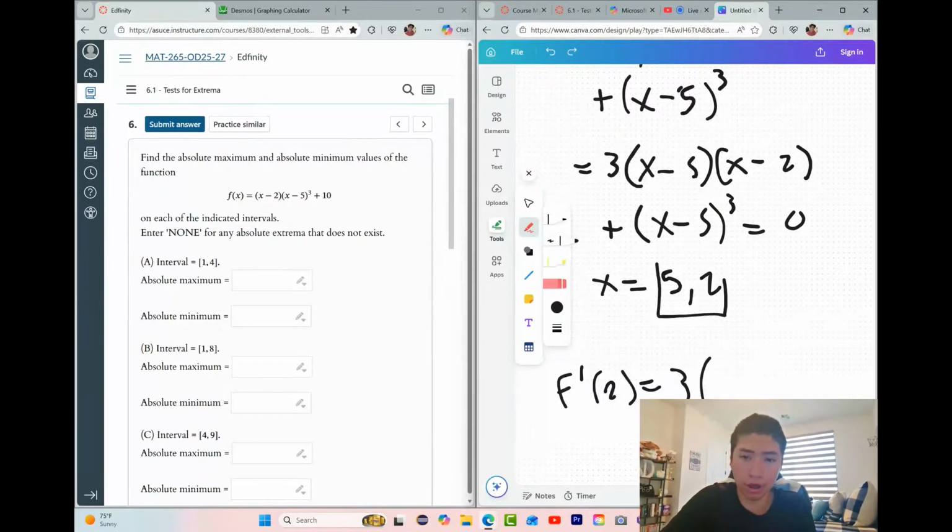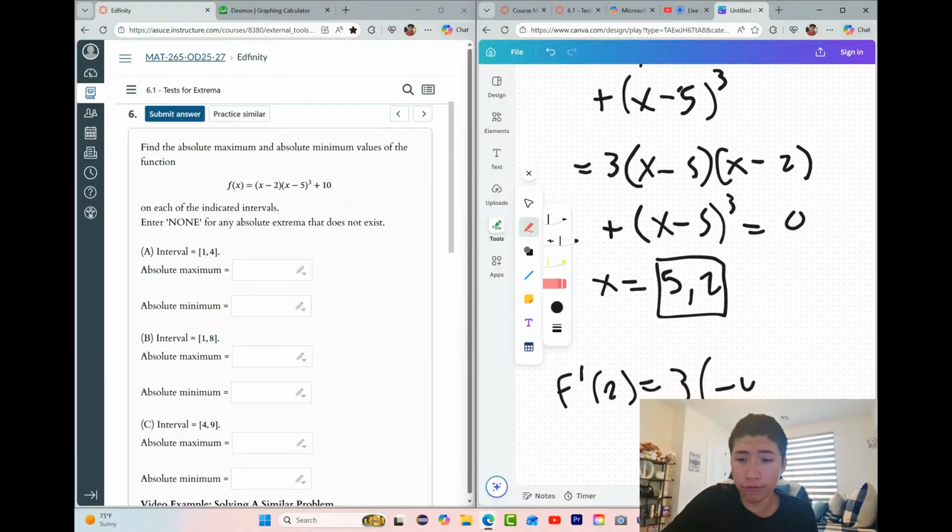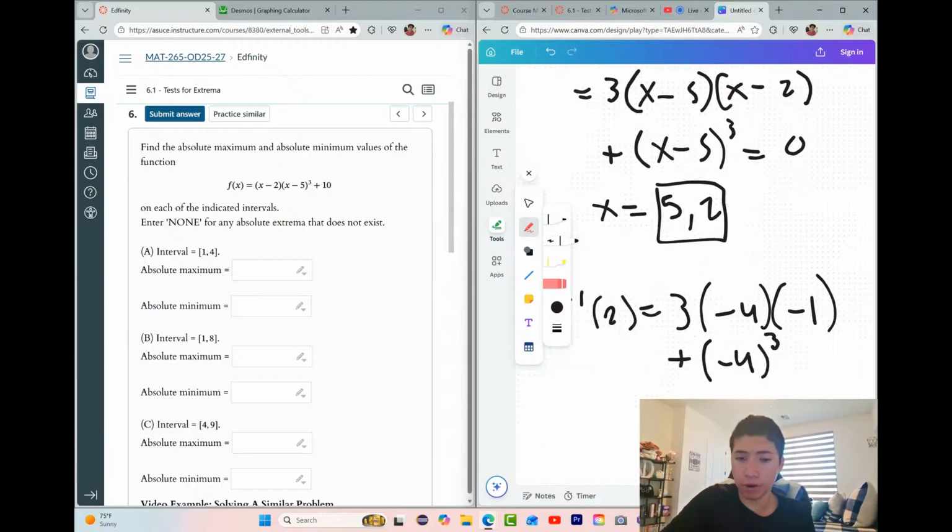Let's put this in a box or something, because why not? Let's do 1, because this is a closed interval, so the endpoints are included. So we get negative 4, then we get negative 1, then we get negative 4 cubed, bunch of negatives right there. So we get 12 minus 64? That's clearly negative. Oh, but we need to solve for that. So this is going to be negative, negative what? Negative 52, I think.